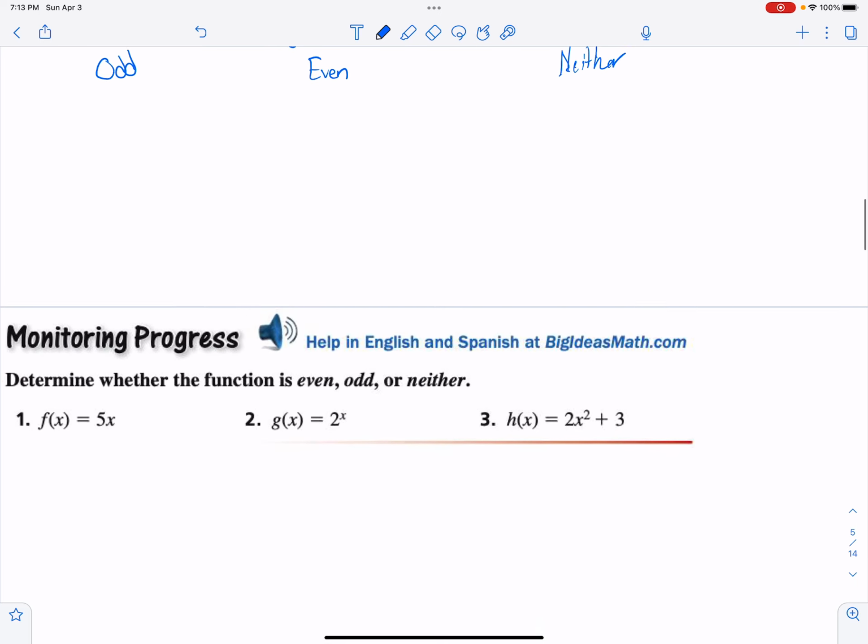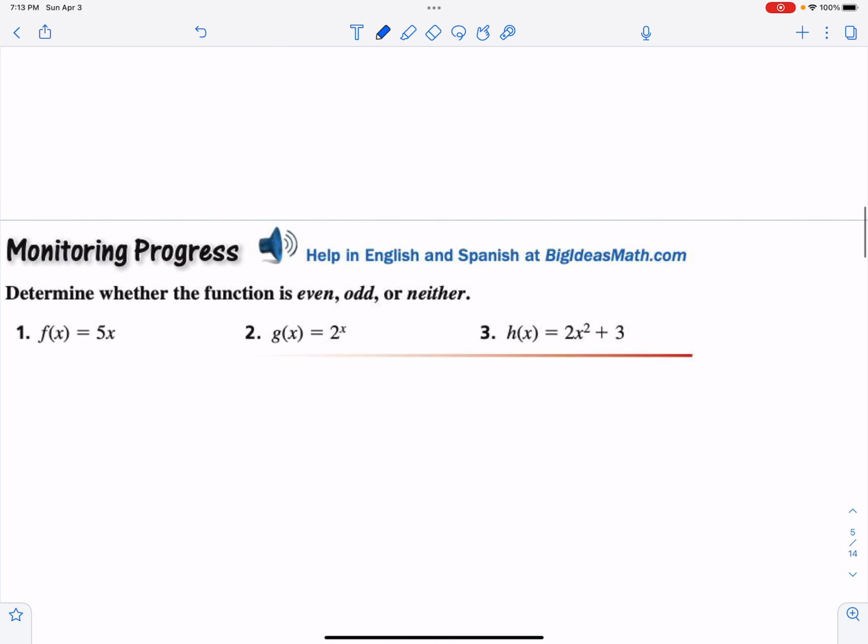Okay, so again, you're going to do the same thing on this function. See if, when you plug in a negative sign, it's going to be even, odd, or neither. I'll go quickly here, so make sure you pause the video and try first. So on this one, my function evaluated at negative x is going to be negative 5x. This function is going to be odd.